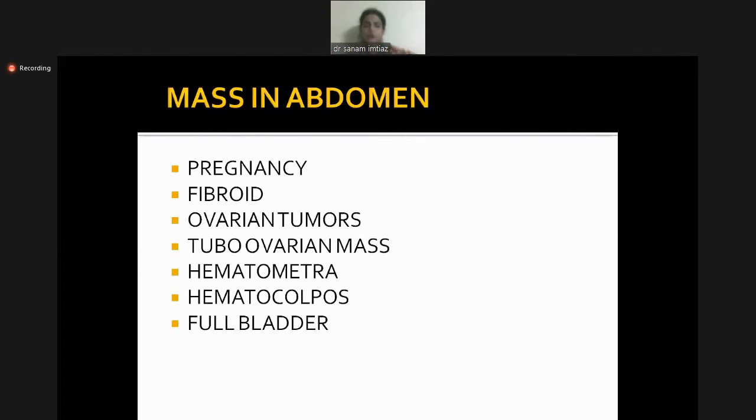Mass in abdomen, what could be the possible differentials? Pregnancy, fibroid, ovarian tumors, tubo-ovarian masses, hematometra. What is hematometra? Hematometra is collection of blood inside the uterine cavity. Hematocolpos is collection of blood in the vagina. And full bladder could again be one of the reasons of having an abdominal mass.